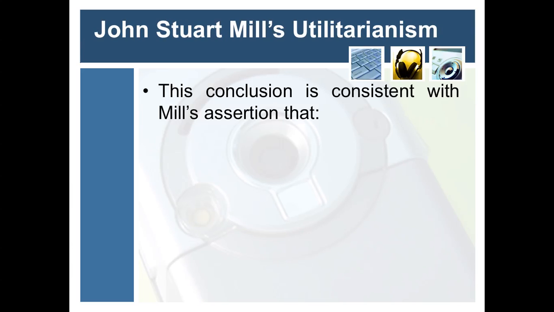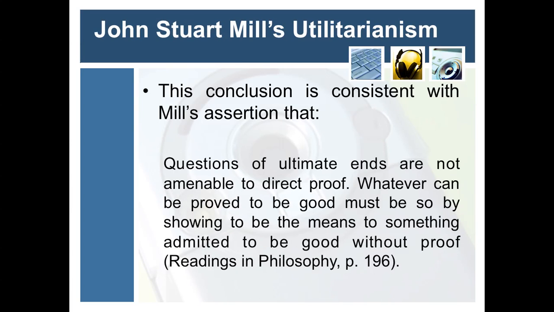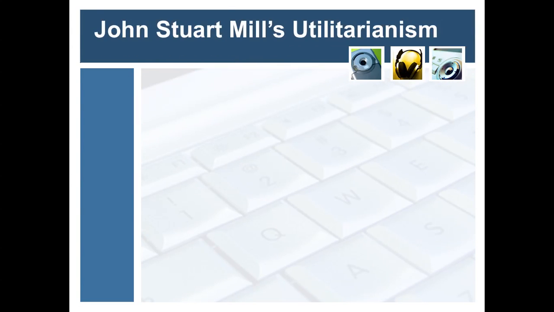This conclusion is consistent with Mill's assertion that questions of ultimate ends are not amenable to direct proof. Whatever can be proved to be good must be so by showing it to be the means to something admitted to be good without proof. That is, if those people attest to have gained pleasure out of their presumed painful experience, we cannot oppose their claim. It is possible that there are people who indeed get pleasure through pain.